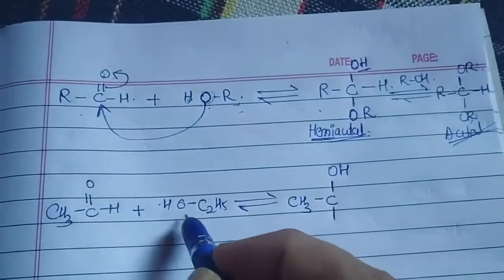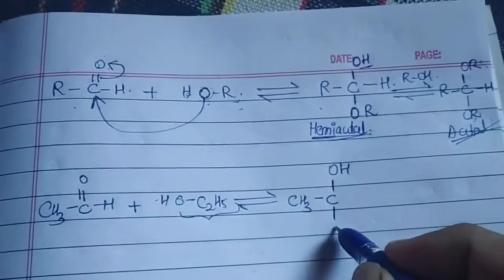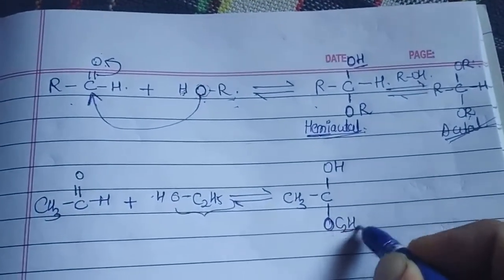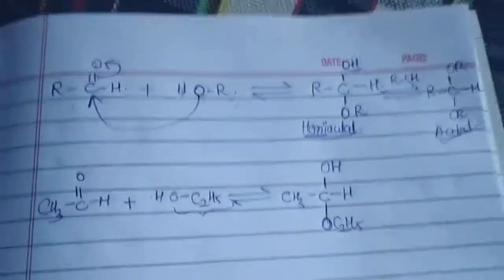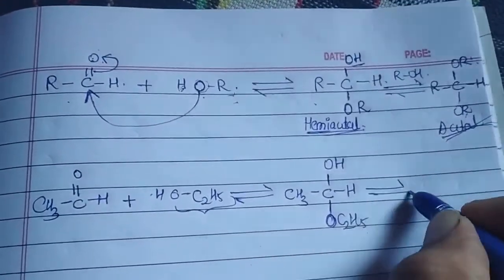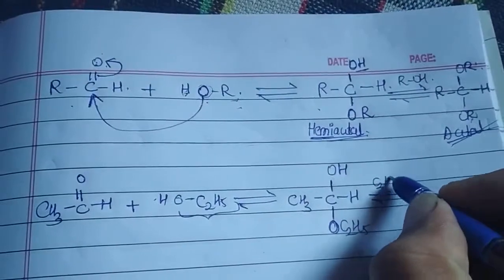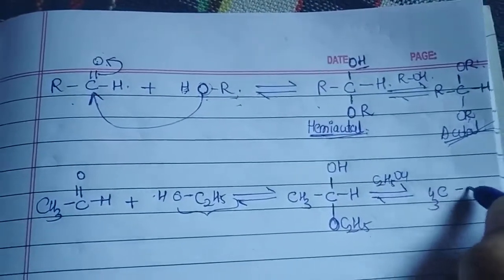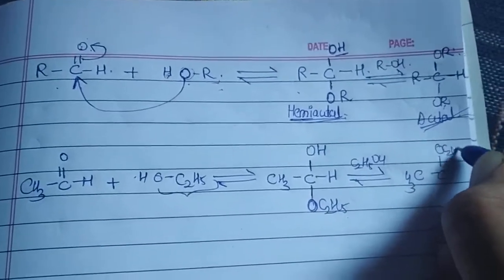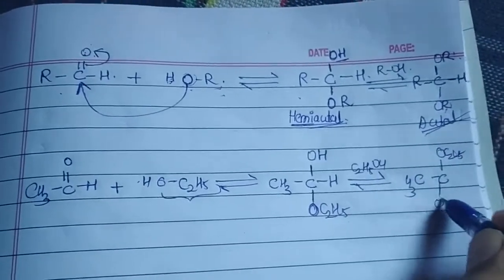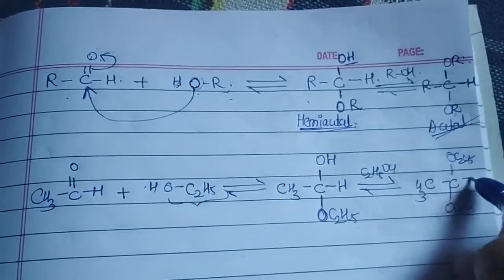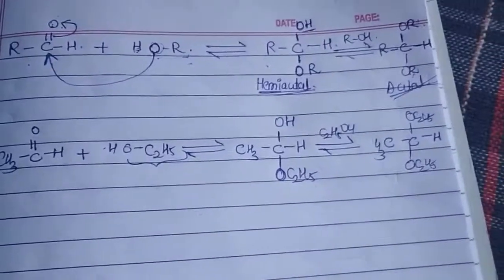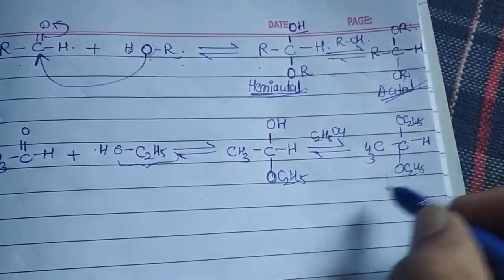Again the ethoxy group attacks the carbon, that is from O, C2H5, and you are having your H. Once again, now it is in equilibrium, treating it with the same alcohol, C2H5OH. So what are you going to get? CH3, C, OC2H5. Here also OC2H5 and here is your H.